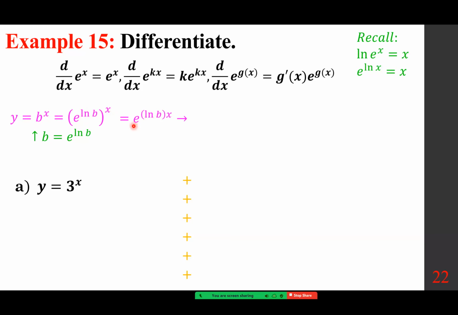Now, again, ln b is a number. Imagine it was 5. So e to the power of 5x, the derivative is e to the power of 5x times 5. So what is the derivative? It's the same thing times ln b. ln b is a number, everybody. Now this one, look at this one. We bring it back to b to the power of x. What does it mean? If you have an exponential with a different base, the answer is itself, but because the base is not e, times ln b, by logarithmic properties.